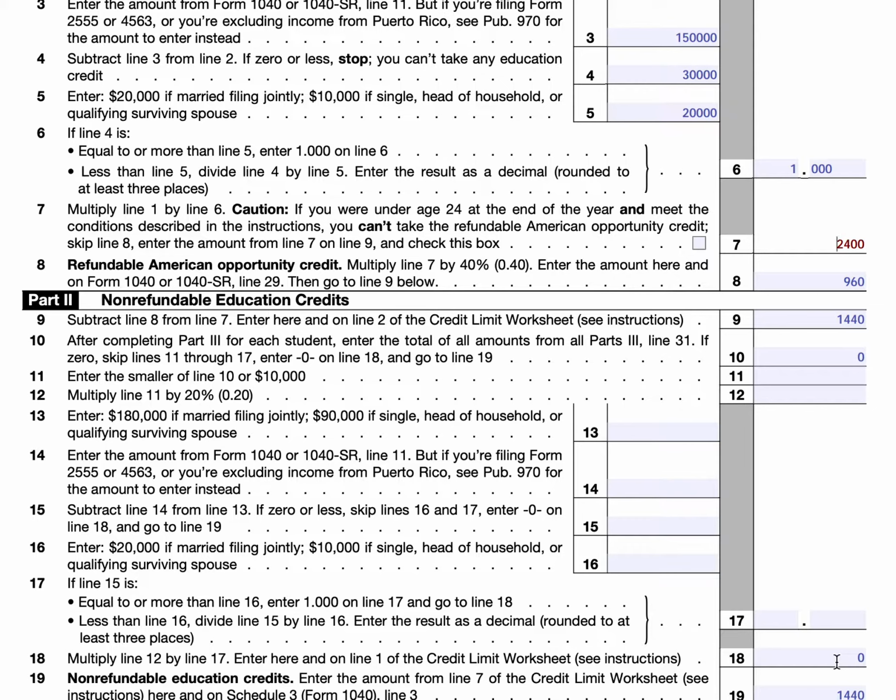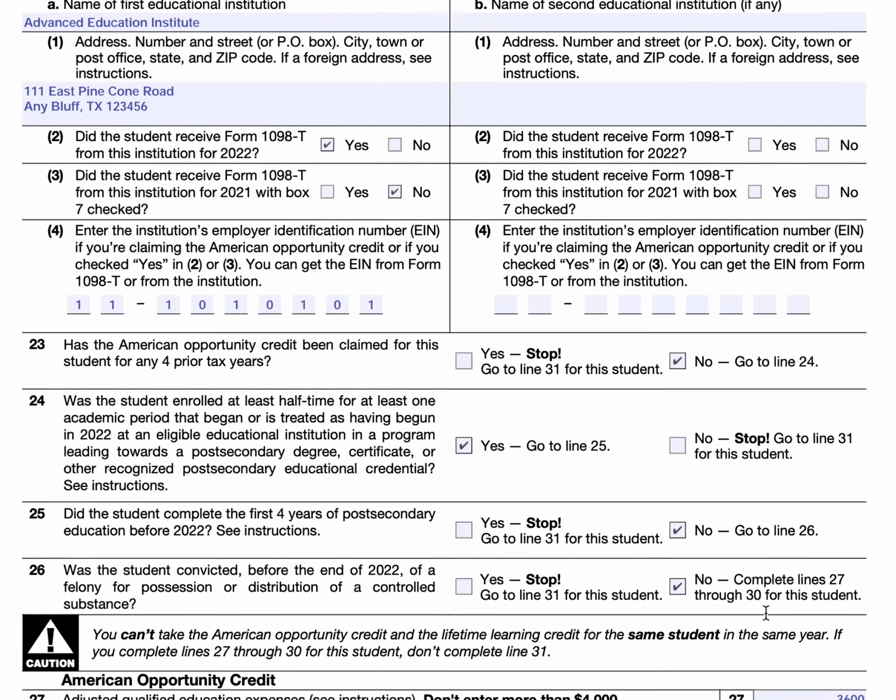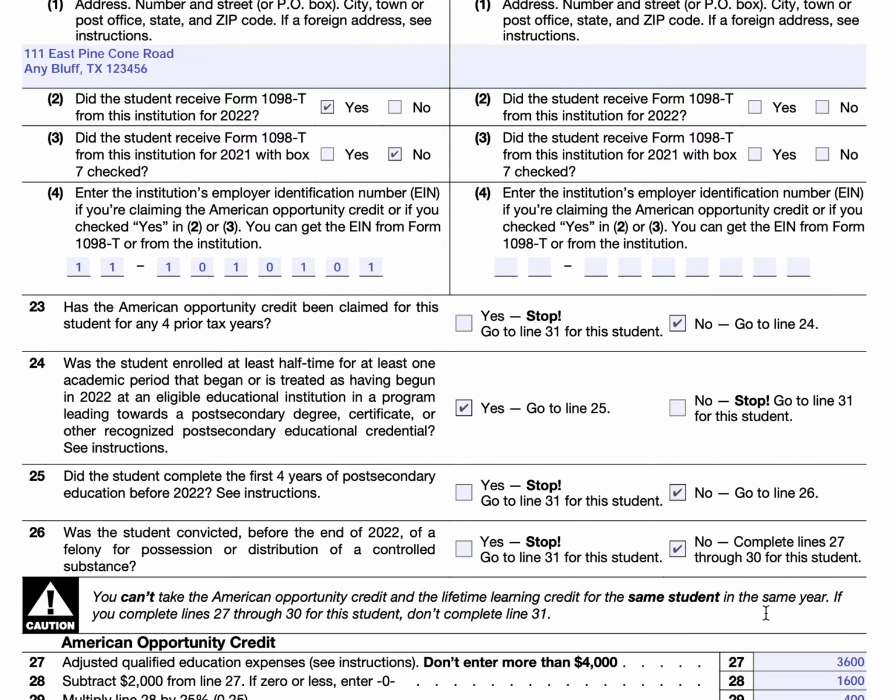This is the amount that we would have to force through the credit limit worksheet, and it basically forces you to calculate the amount of non-refundable education credits left over. So because we didn't do that, the calculation basically says you're entitled to $2,400, $960 is a refundable credit, the remaining amount, $1,440, is non-refundable. Okay, so that is a much more complex calculation, right?